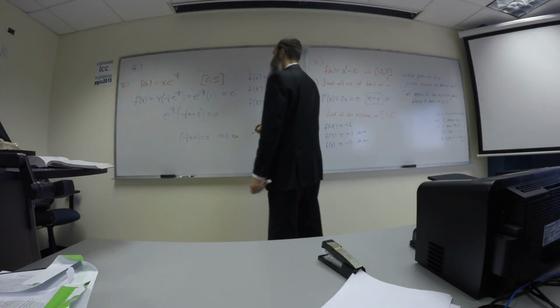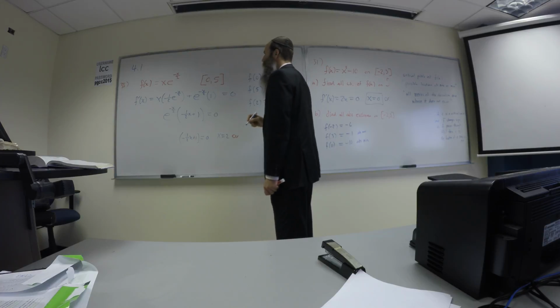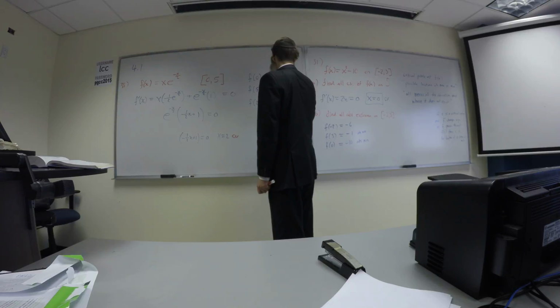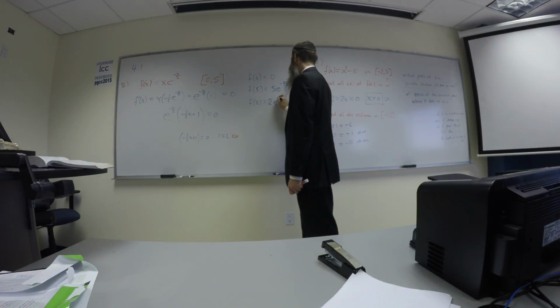All right, so let's plug in 0. Plug in 0, the whole thing goes to what? Okay, it's too easy, 0. So now you plug in 5. What does it go to? 5 e to the negative 5/2. Plug in 2, you get 2 e to the negative 1.